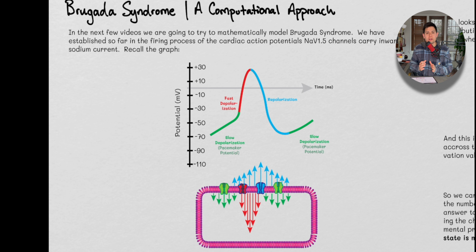We want to understand how we can tie electrophysiological readings to kinetics so that we can understand how these proteins open and close in the face of some ligand or voltage. In the case of Brugada syndrome, we're looking at voltage. So in the next few videos, we're going to try to mathematically model Brugada syndrome based off of the paper we had mentioned in the last video.